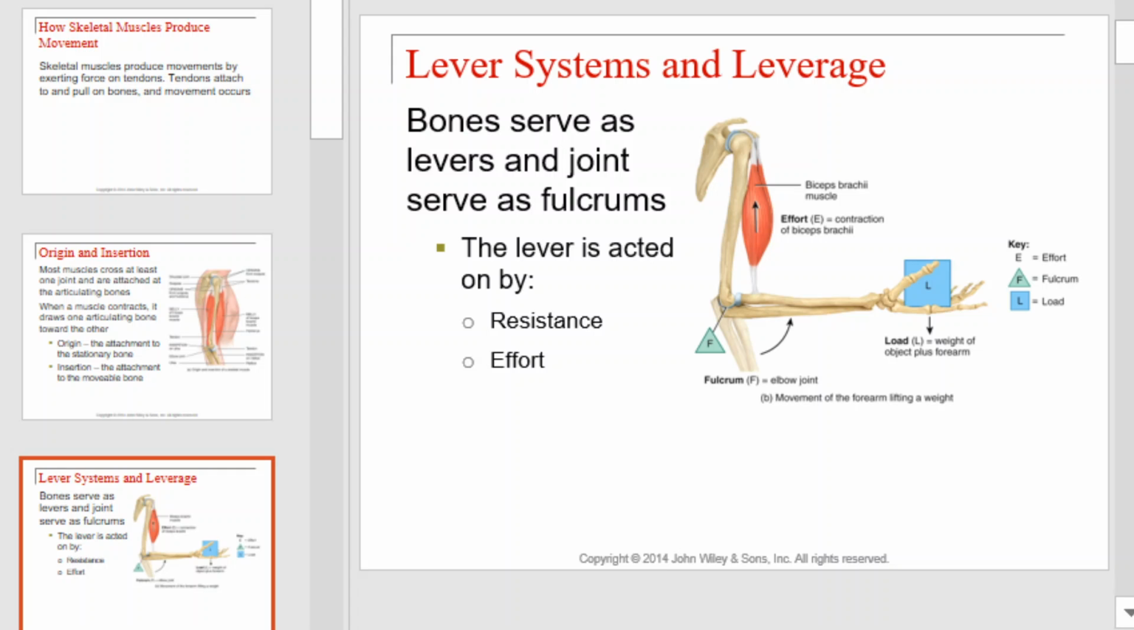Lever systems and leverage. Bones serve as levers and joints serve as fulcrums. In order to achieve movement of the skeleton, muscles contract around joints and pull on bones as levers. The lever is acted upon by resistance and effort. Take a moment to examine the diagram at the right and familiarize yourself with each point of the lever system.